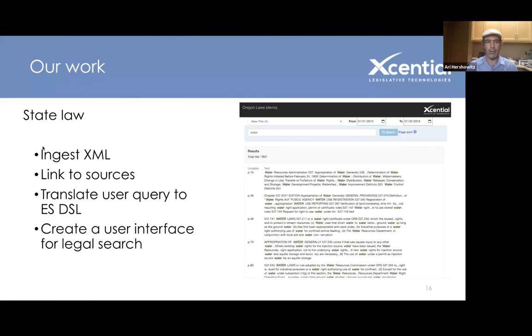We need to bring in the law as structured data in XML, and link to the original sources. And here you see a demo on the right where we link to the page number in the book of the Oregon laws. And then make a user interface. What you see on the right is my attempt to make a user interface. I'm sure there are people out there who can help us make them better and nicer. But there's a common problem set that we're seeing from state to state, from country to country, that I think we can help solve with something like Elasticsearch on the back end.